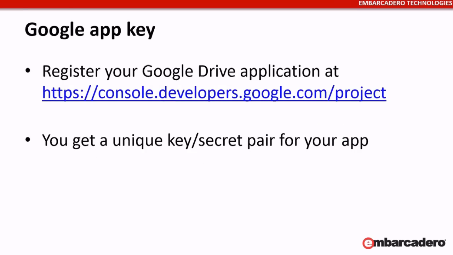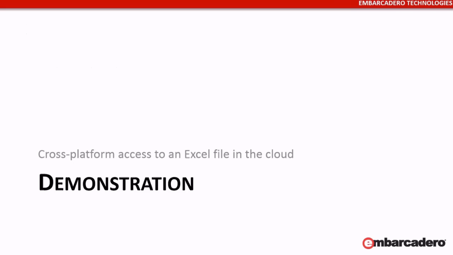To start with, for creating this Google application, you will have to register for a Google Drive application, and you can do this at the following URL. And from there, you retrieve a unique key secret pair for your application. Let's have a look how we do this step by step.